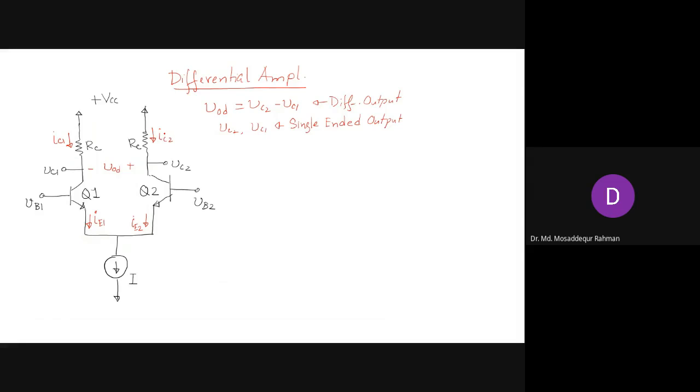The purpose of the differential amplifier is to amplify the difference between the two input signals. So there are two inputs, and the output should be proportional to the difference between the two input signals. That's the purpose of what we call the differential amplifier. So we'll have the differential input signal here, the VID, which is the difference between VB1 and VB2, and that is called the differential input voltage.